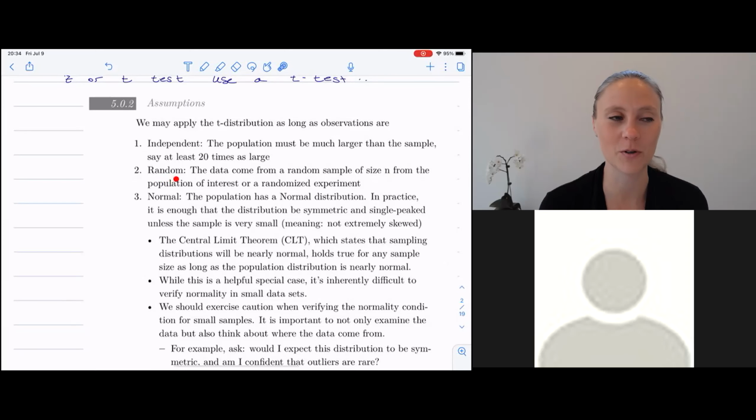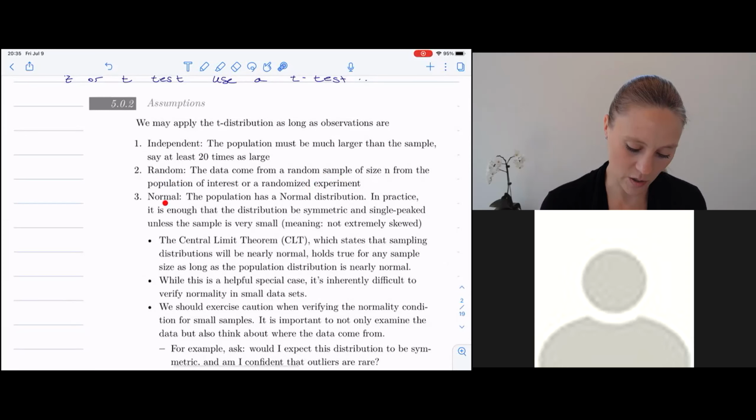So your data, of course, has to be random, right? Randomly selected. If you're collecting a sample, it has to be randomly selected, or you might be doing experiments, and then of course it should be a randomized experiment.